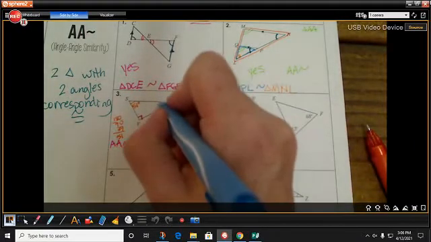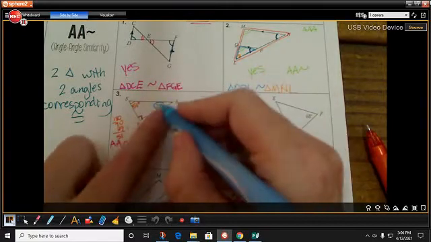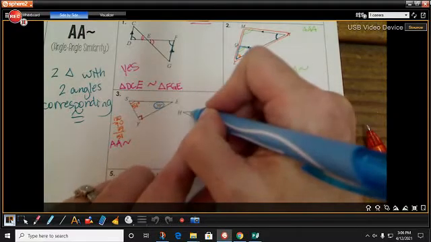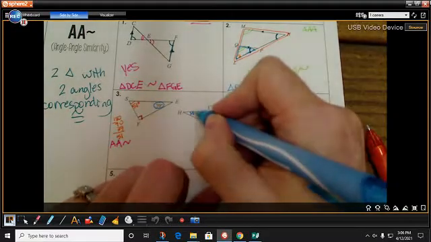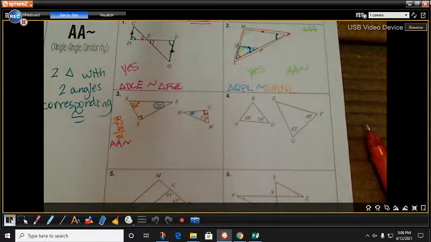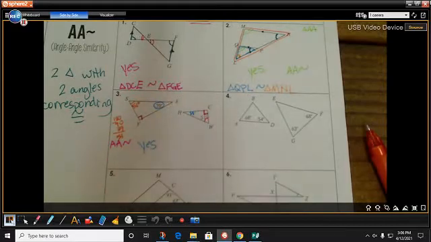But since I know me, I'm going to go ahead and realize, if this one had 90, 51, and 39, this triangle will also have 90, 51, and 39. So just keeping that in mind that yes, I know that all the angles match up. So now I can say that these, yes, are similar.